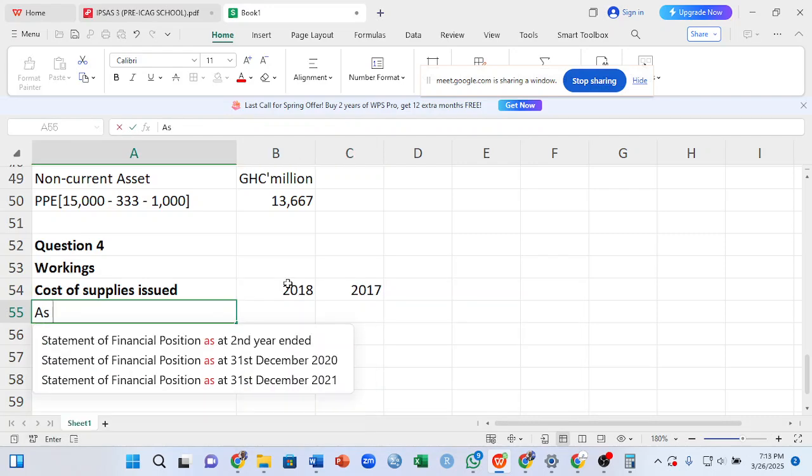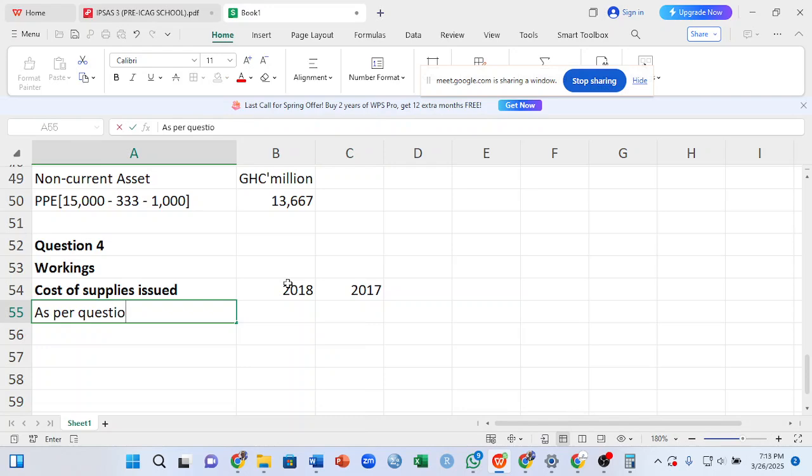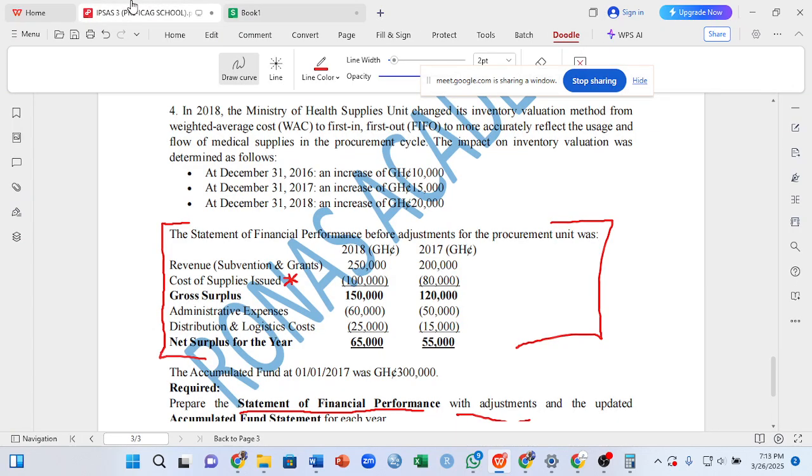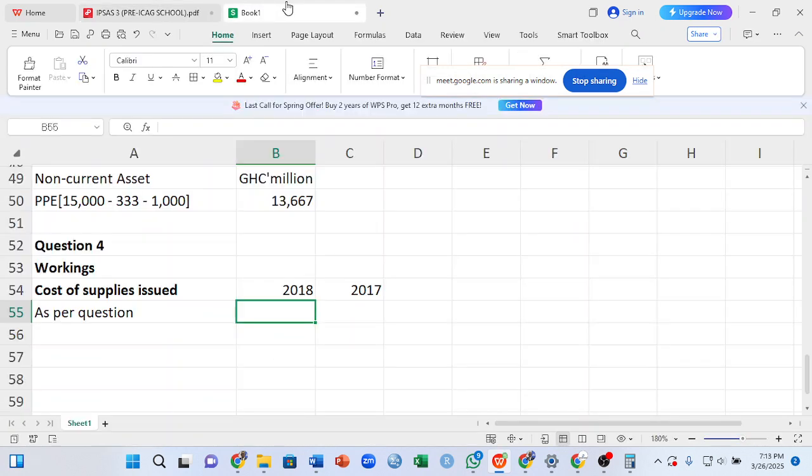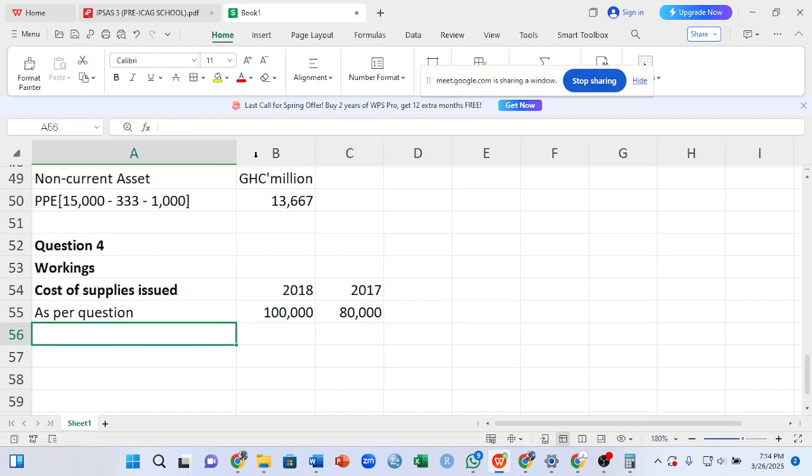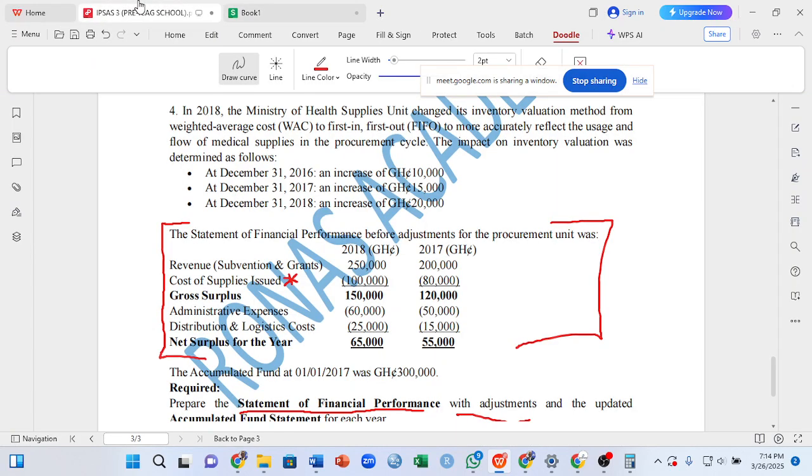So we first bring as per question the figures they brought to us in the question, which is 100,000 and 80,000. Once we have done this, the next thing we need to do is to start with the adjustment. Now the adjustment, inventories has two major adjustments. It will affect opening inventory and then closing inventory.